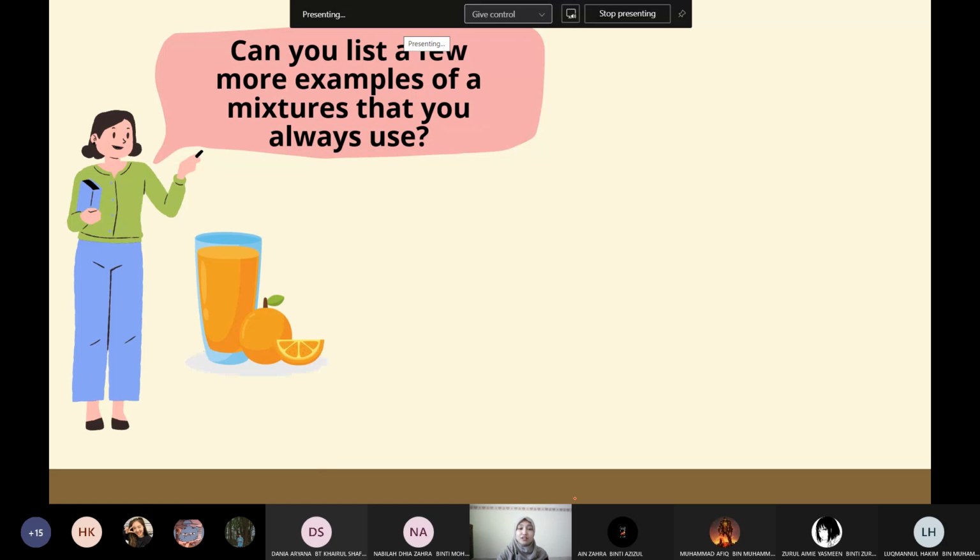Okay, not just burger, this is my example. We have fresh orange juice. Orange juice is actually a mixture, a mixture of compounds. Water is a compound, and the substance from the orange is also a compound. So orange juice is a mixture of compounds.